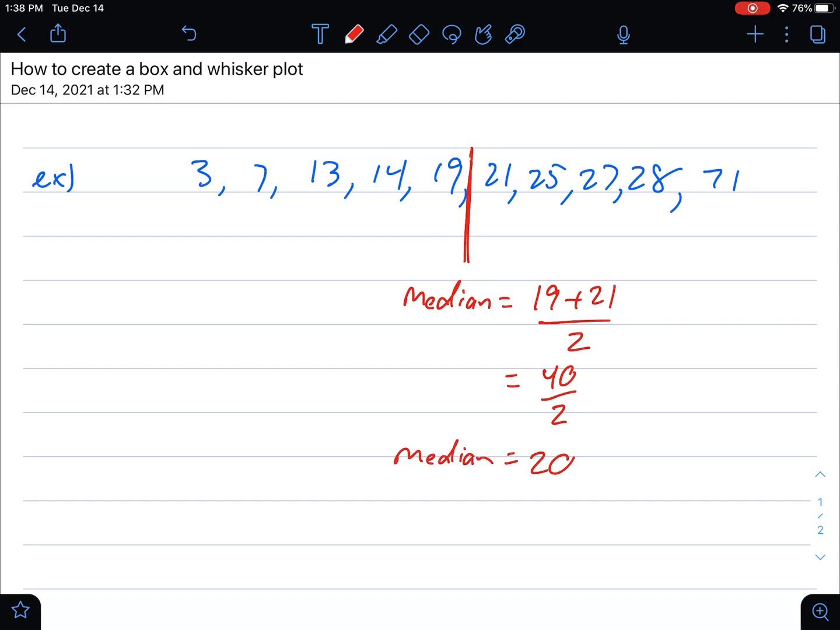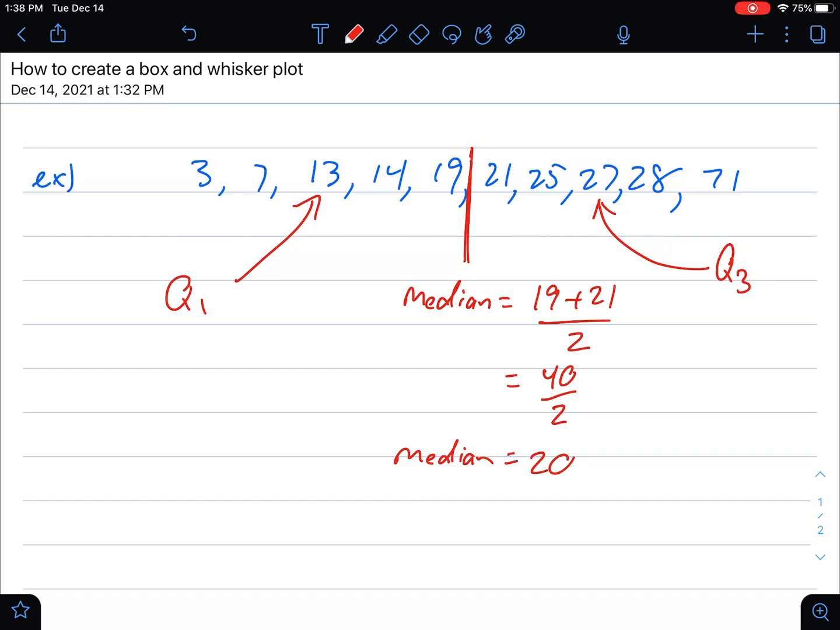Now what I also need is something called the Q1 and the Q3. The Q1 essentially is the median of the first half. So if I'm looking at the first half, I got 3, 7, 13, 14, and 19. This number right here, this is my middle number. That's my Q1. On the right side, I've got 21, 25, 27, 28, and 71. The middle number of that chunk is 27. This is going to be Q3.